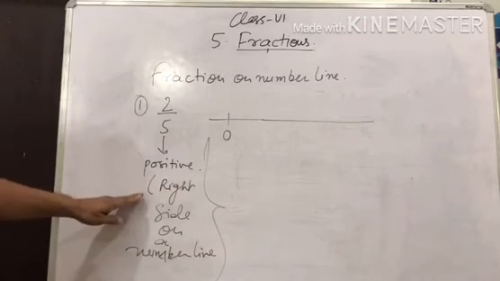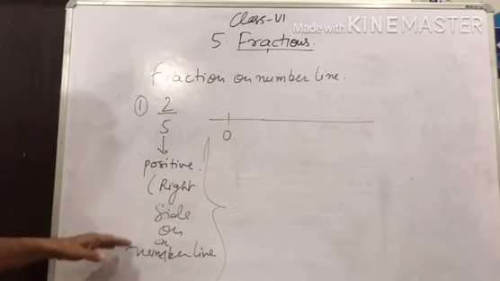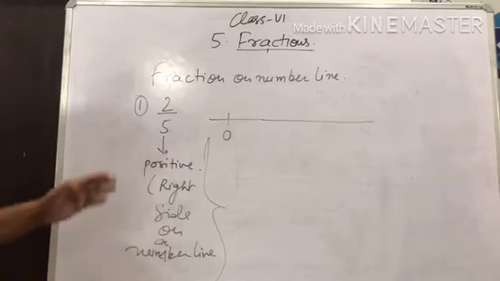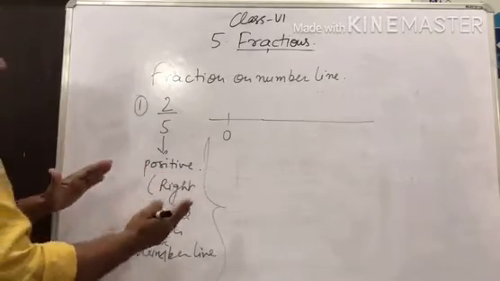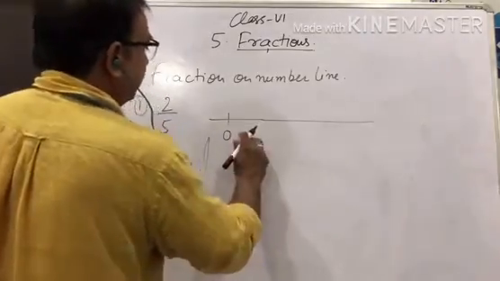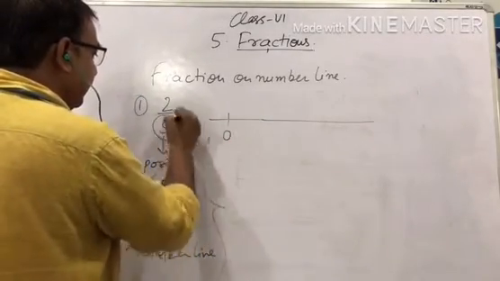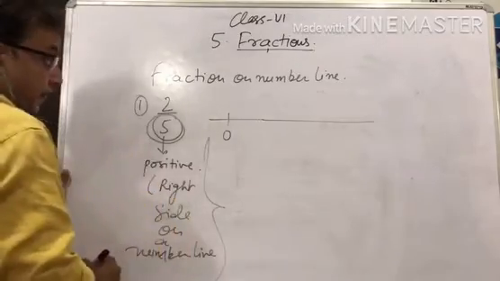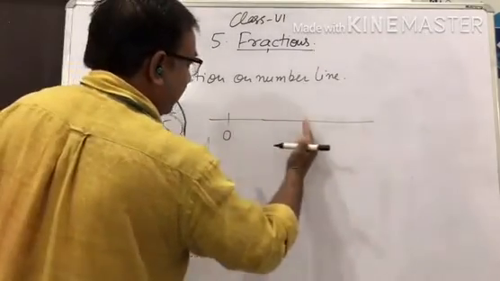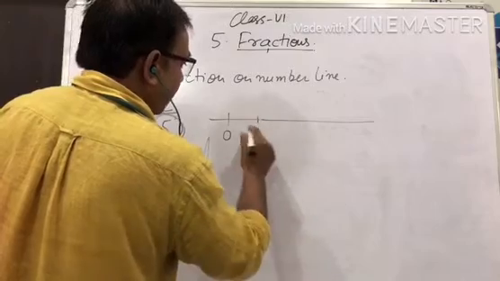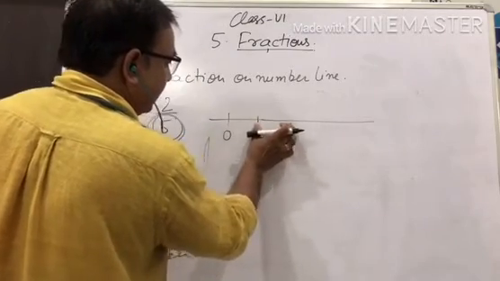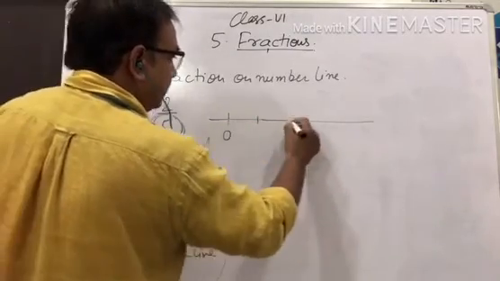2 upon 5 is positive, so we have to represent this fraction on the right side of the number line. Suppose this is 0, and check the denominator. The denominator is 5, so you make 5 equal divisions here, and the distance between the two numbers must be the same.